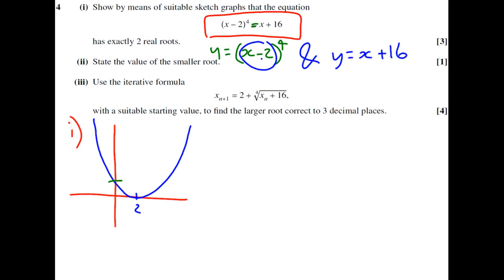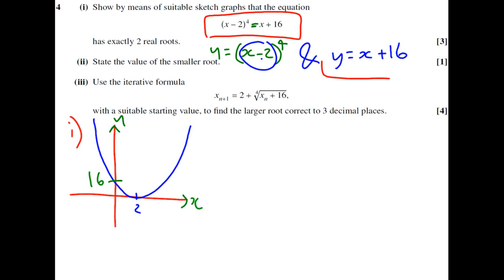Okay. We might want to figure this value out quickly. You don't have to, but it's very easy to do because it's where x is 0. So it's 2 to the power of 4, which is 2 times 2 times 2 times 2, which is 16. That's 16, that's 2. Next one, y equals x plus 16.